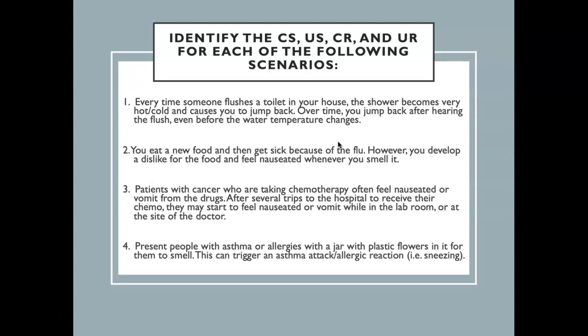Let's do another one to make sure we're walking through this, okay? You eat a new food and then get sick because of the flu. However, you develop a dislike for the food and feel nauseated whenever you smell it. So note that this is not a repeated pairing, it is one pairing, and classical conditioning may occur with one pairing. So let's say you're sick because of the flu. That is going to be our unconditioned stimulus and our unconditioned response. So our unconditioned stimulus is the flu, and our unconditioned response is those feelings of sickness and nausea.